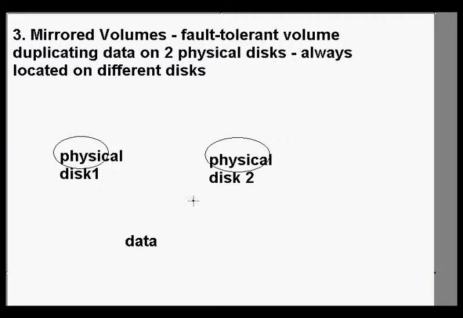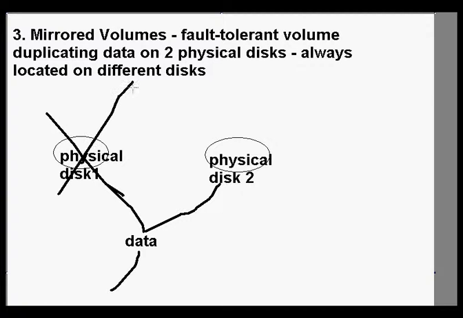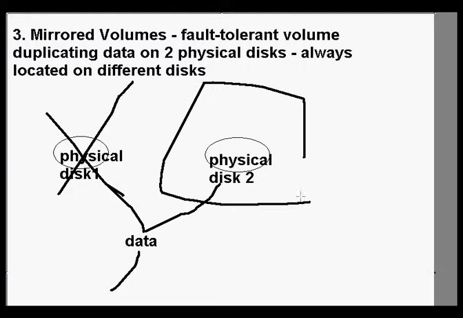The third one is mirrored volumes, which provides fault tolerance by duplicating data on 2 physical disks, always located on different disks. So here we have the data coming in. It sends 1 copy to physical disk number 1 and 1 copy to physical disk number 2. This is coming in from the outside source. And when we're saving the data, if one of the systems goes down, let's say physical disk number 1 goes down, we're still able to use the data off of physical disk number 2. It's essentially like there was a mirror in the middle here that was creating the exact duplicate of physical disk number 1 and physical disk number 2.